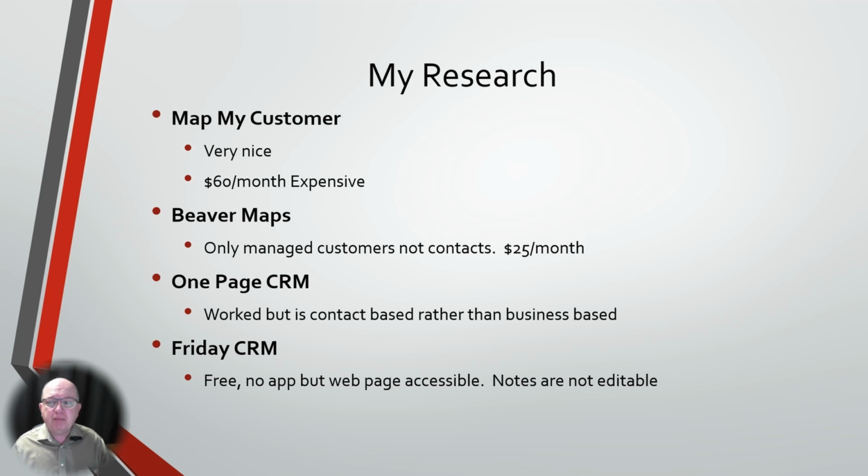One Page CRM did work, but again, it was contact based, whereas Beaver Maps was customer based. This was contact rather than business based. So now I had to have contacts for each individual person or treat each business as a contact. That was the way I could go, but I only had one contact, and I was now being restricted as to how and what my information is within that.